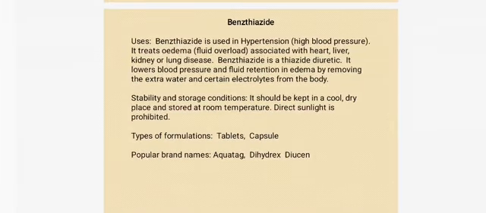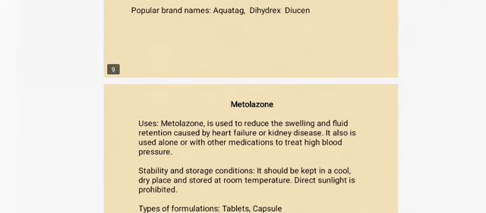The next is benzthiazide. It is used in hypertension or in edema associated with heart, liver, kidney, or lung disease. It is a thiazide diuretic. It lowers blood pressure and fluid retention in edema by removing extra water and certain electrolytes from the body. It should be kept in a cool, dry place and stored at room temperature. Direct sunlight is prohibited. It is available in the form of tablets or capsules. And the popular brand names are Aquatag, Dihydrex, or Diusen.